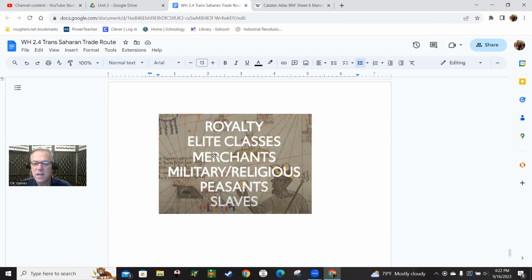Merchant class, this is that group now in the middle. Here you have the day-to-day religious people, not the leaders. The leaders are kind of up in here, and you have the military. And again, these are becoming your middle classes, all right? This right here is your working classes. And then, of course, at the bottom, you have slaves who have little, if any, rights or say.